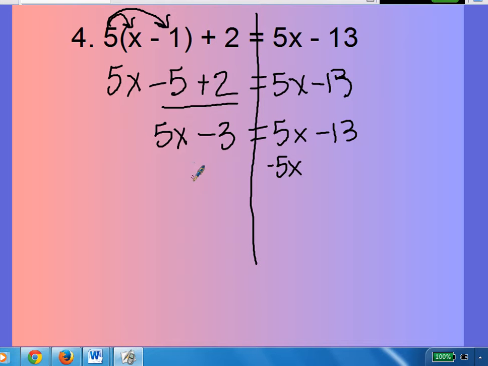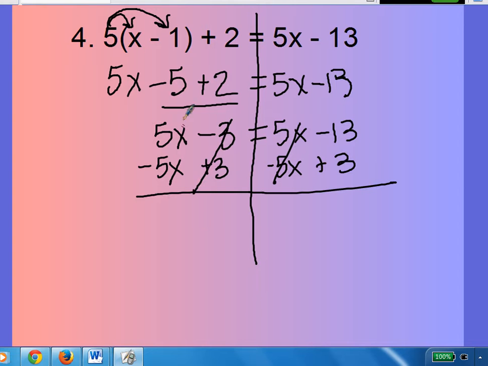So we're going to move the 5x to the right. When we do the x's this direction, let's take the constant to the right. So we're going to add 3. Now, here's a problem. 5x minus 5x is 0. There's no more x. And negative 13 plus 3 is negative 10. And I have what we call a false statement.